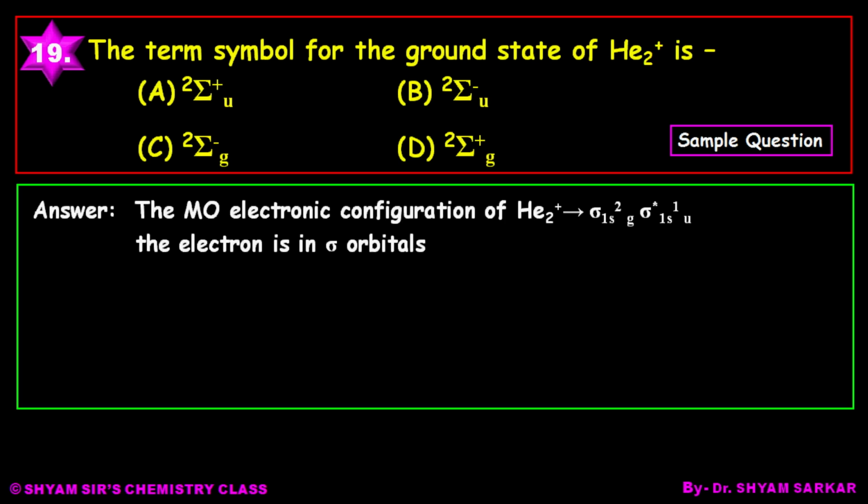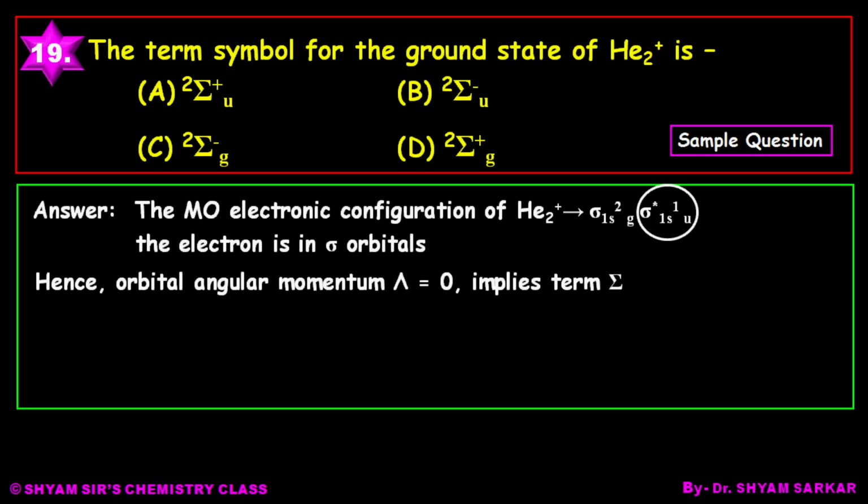and the symmetry of the corresponding orbitals, that is gerade or ungerade. Since the electron is in the sigma orbital, because we consider only the last electron filled in the orbital, that is sigma star 1s1 u, we will consider only this electron. So this is in a sigma orbital. So the orbital angular momentum capital lambda is 0 here, which implies the term sigma.